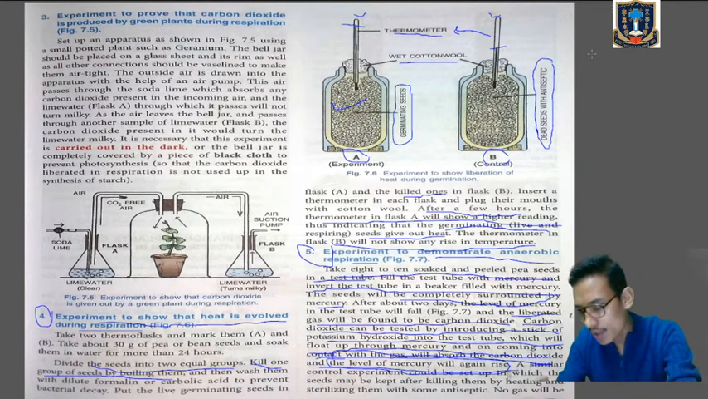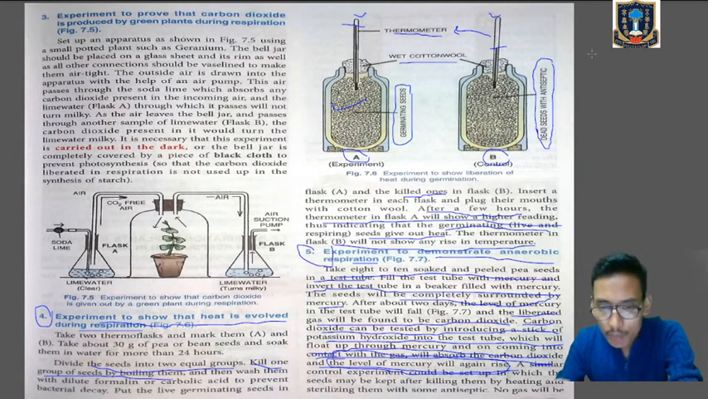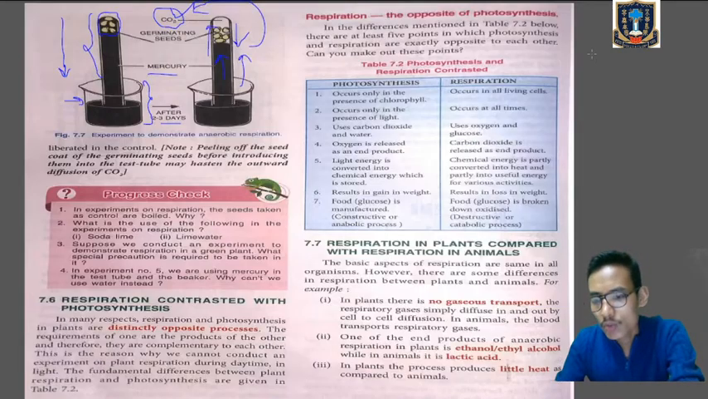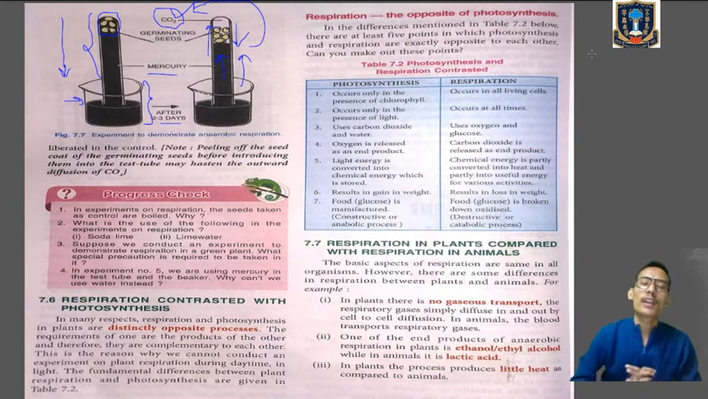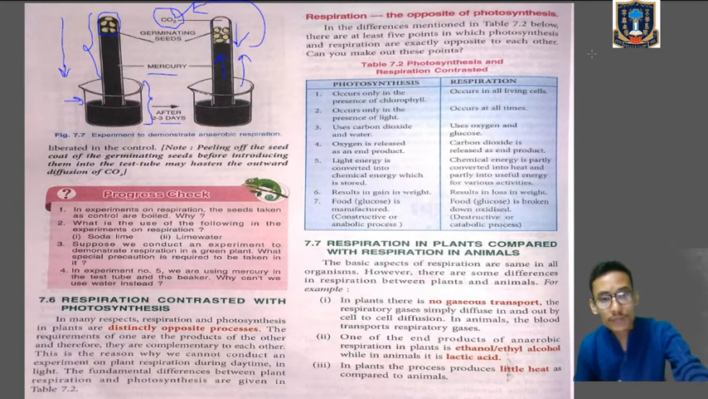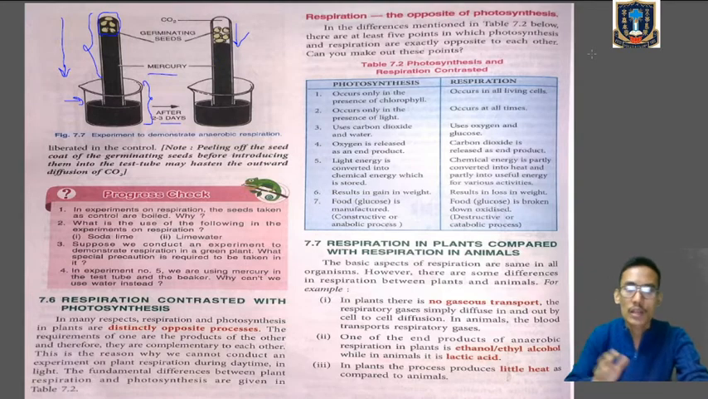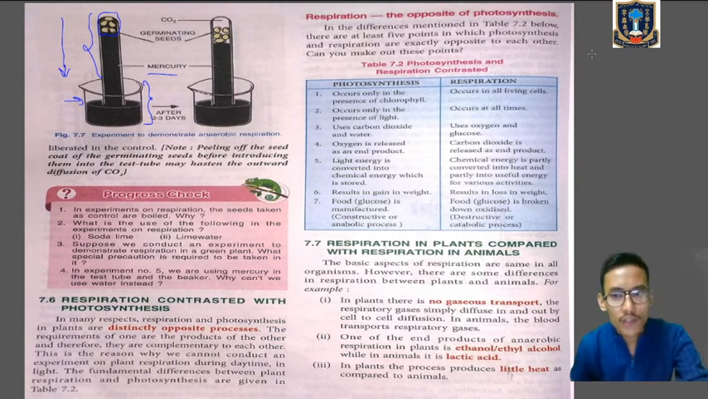Mainly in the control setup, what we have to do is simply put the dead seed or the boiled seed along with the antiseptic. Okay, in that case no gas will be produced in the control setup. So what we are doing is trying to prove the process of anaerobic respiration. And what are we doing? One more time I will explain it so that it will be clear for you.